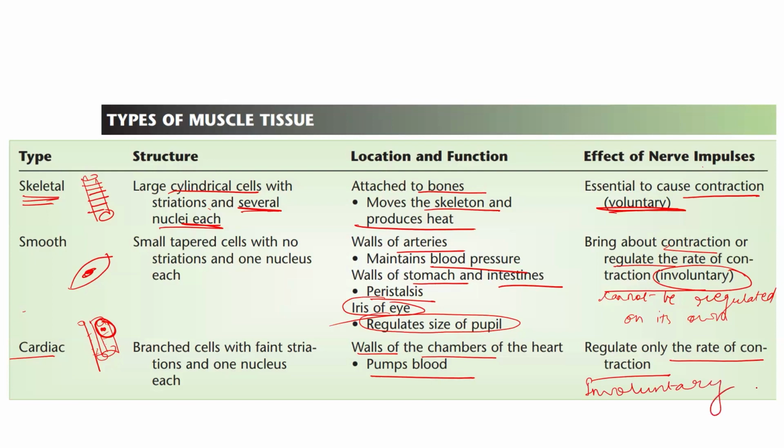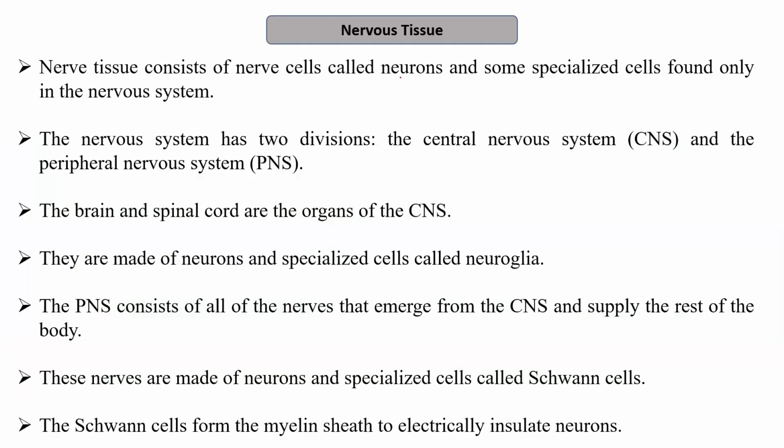So this was about the muscular tissues. The next is the nervous tissue. One of the very important features of nervous tissue is its very low power or capacity of regeneration. That is, these cells cannot renew once they get damaged.